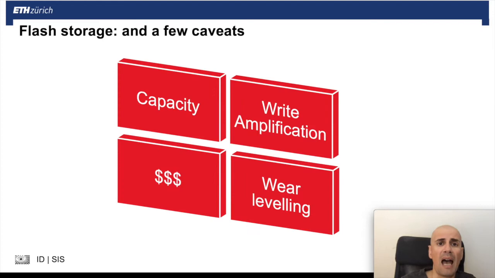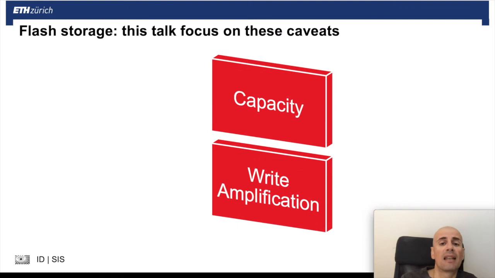And there are, of course, also some caveats that everybody knows. The capacity: flash devices are usually smaller than HDDs. These days we have flash devices that can be as large as or even larger than any HDD, but this comes at a cost. We also have write amplification and wear leveling, which are problems inherent to the technology. Basically, what we want to discuss today is these two specific caveats and how these problems that flash technology introduces affect Lustre and how they affected our specific configuration.